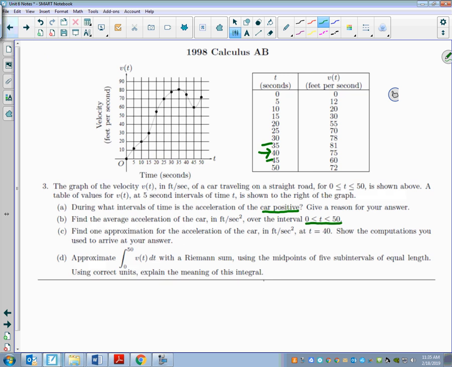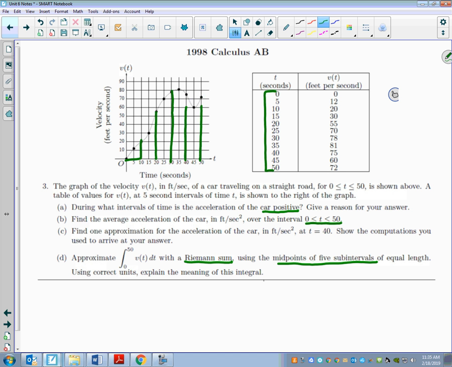And then part D, this is our new thing that we've learned, Riemann sum or RAM, using the midpoints of 5 subintervals of equal length, and they're telling you to go from 0 to 50. So if they tell you to do that, you should be able to break that up. You could draw the picture if you want. 0 to 50, if we want 5 equal ones, wouldn't that be 0 to 10, and then 10 to 20, 20 to 30, 30 to 40, and 40 to 50?